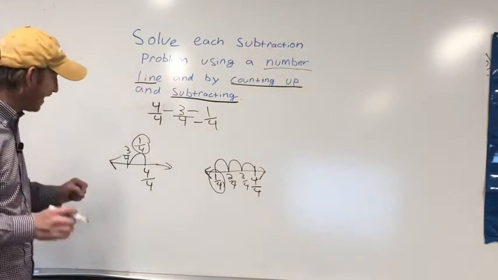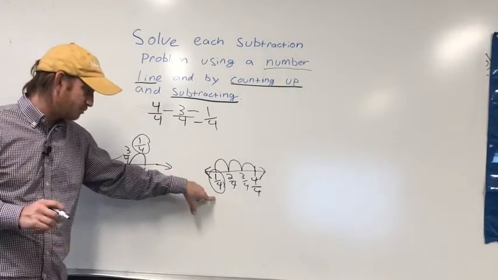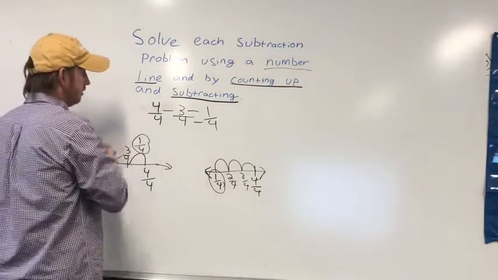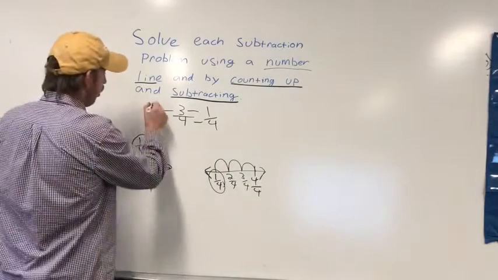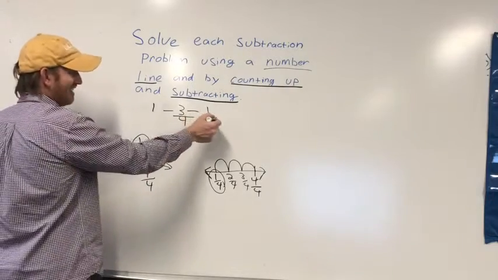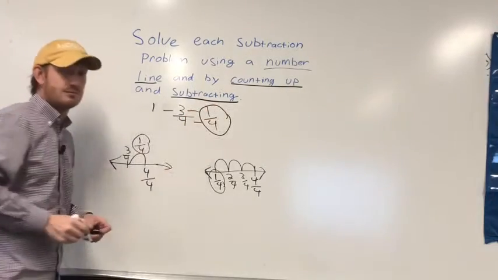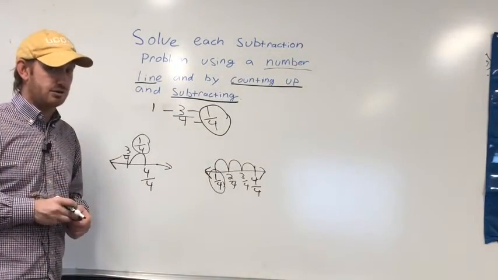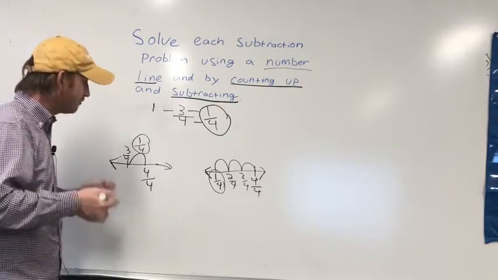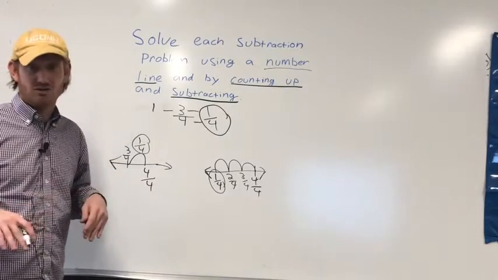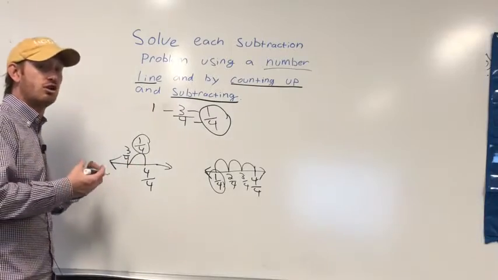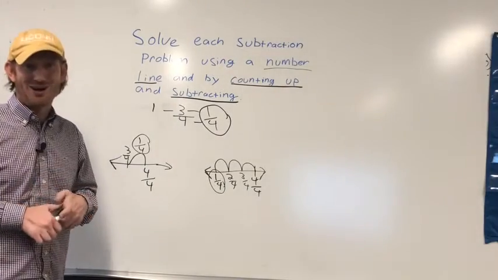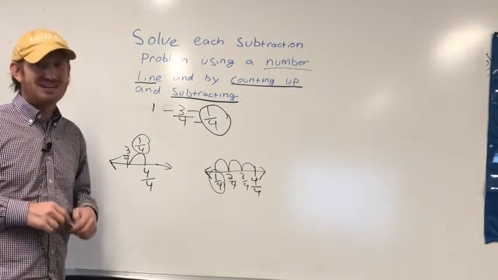Since I did it both ways, both counting up and subtracting, I can be really confident that my answer of 1 minus 3/4, that it's 1/4. Doing a question multiple ways is a great way to make sure you got the correct answer. Because just because you do a problem a different way doesn't mean the answer should change. In math, the answer is going to change, or it's going to stay the same, even if you do it a little bit differently.